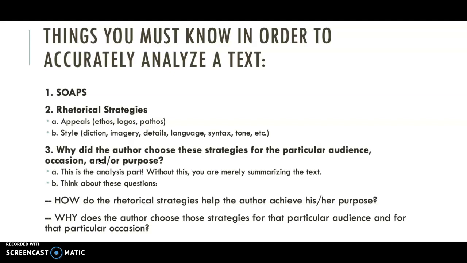Okay, so this is the analysis part. Without this, you are just summarizing the text. So choose a few strategies from the speech that you noted in your annotations and you thought these are the things that are really working. And then you're going to go on and write about how those strategies helped the author achieve his or her purpose. You're going to go on to explain why the author chose those strategies for that particular audience and that particular occasion.